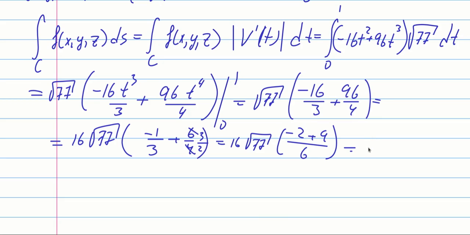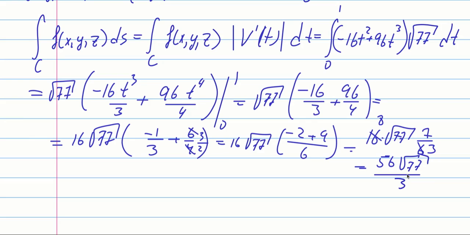Alright. So we have 16 times square root of 77, and we have 7 over 6, so we divide, we get 56 square root of 77 over 3. And that's what we have gotten for this line integral in this example.